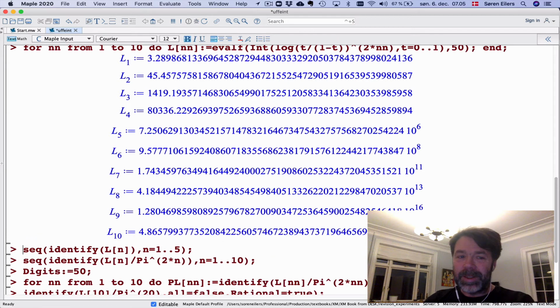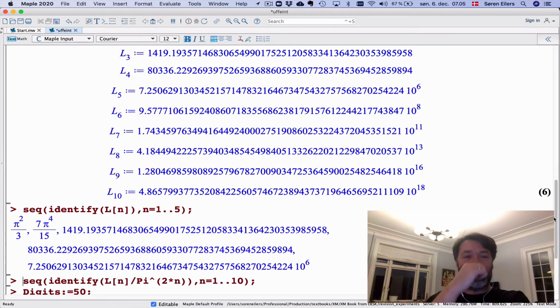So I'll just be sitting here. There it was. Okay, so now I've computed these 10 values, and I asked Maple to identify them. I'm going to ask only for the first 5 because it takes Maple quite a lot of time to do identification when it can't do it.